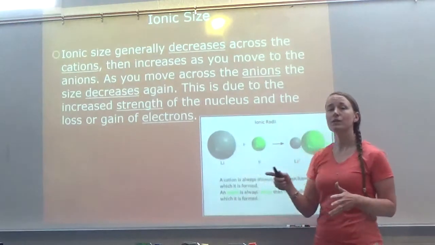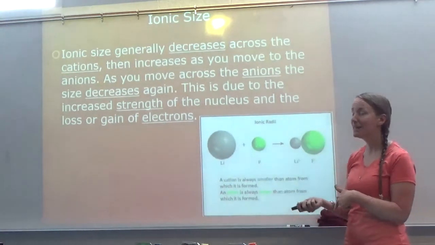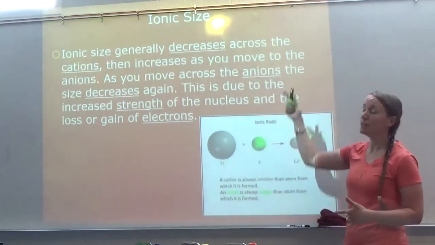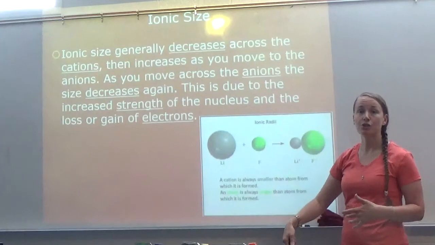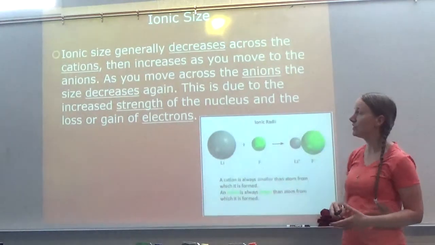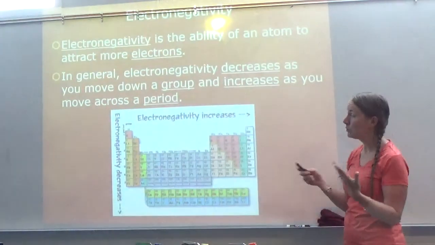Now, I don't focus on making you explain the across for ionic radius in my class. Other teachers may. I think it's more important that you know that it increases going down due to those larger energy levels, and you know that cations get smaller and anions get larger than the parent atom. Because the across one for ionic radius is a little weird.